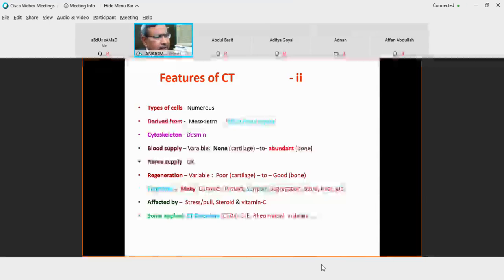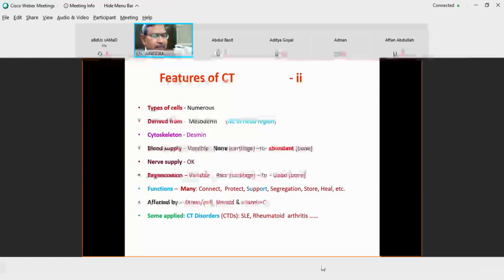Nerve supply is okay, meaning reasonably it is there. It is not very sensitive, but it is sensitive. Regeneration is variable, depending upon whether you deal with the cartilage or the bone. Functions are so many, variable. It provides, connects, protects, supports, segregates, stores, and heals. So we can focus on each and every one, which one provides what kind of function. And one structure provides many functions as well.